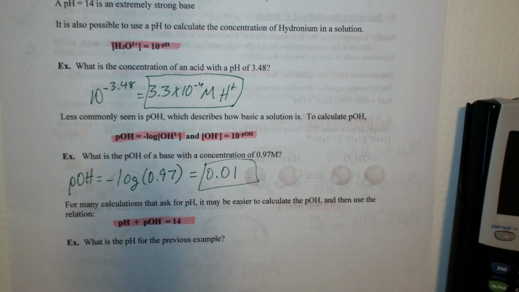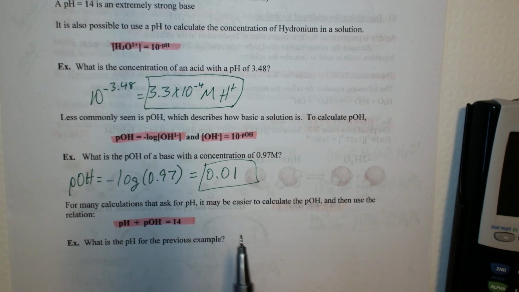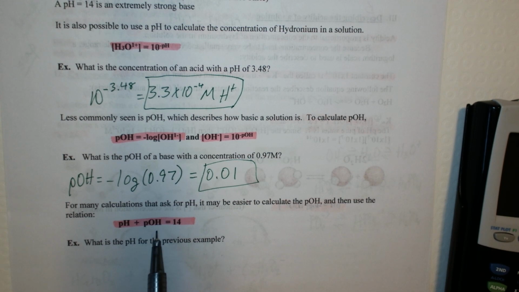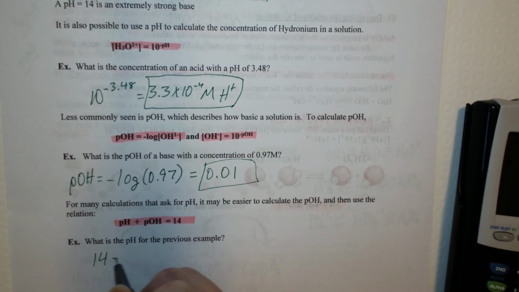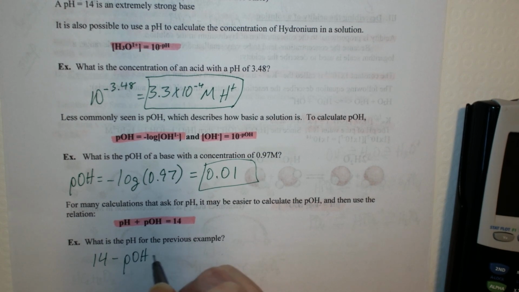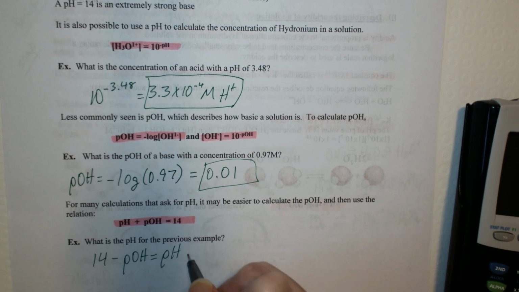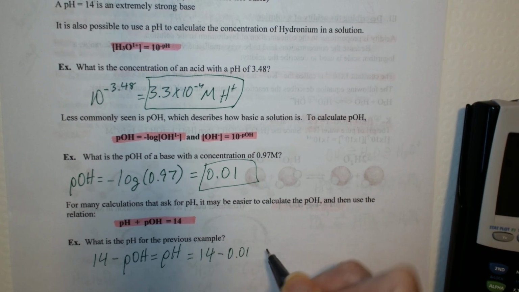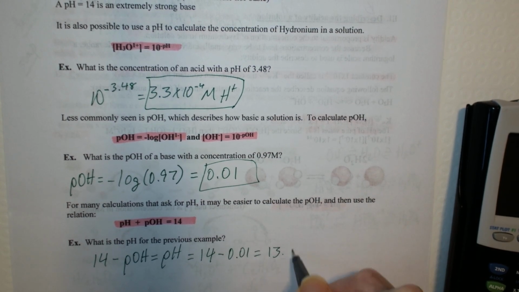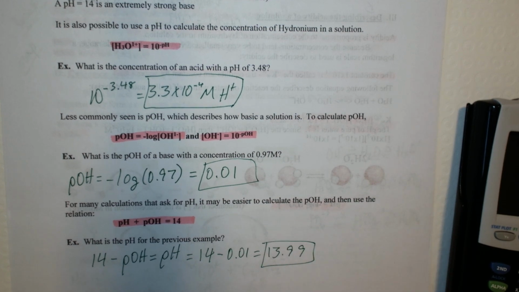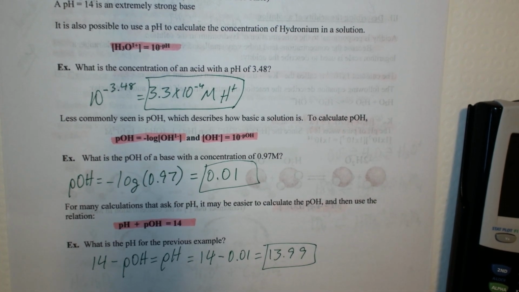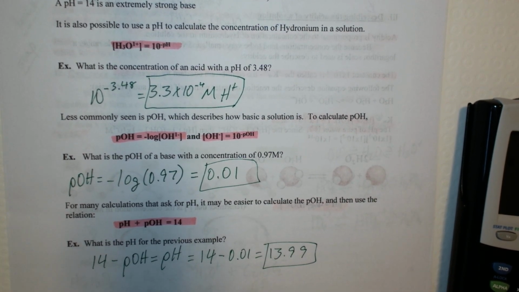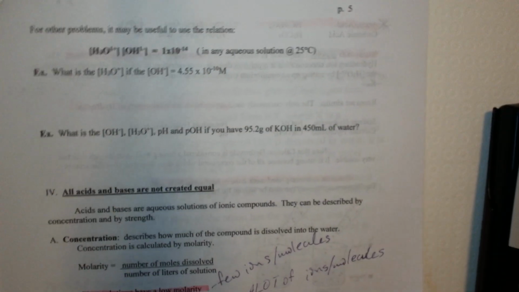And we want to know the pH for the previous example. Well, if pH plus pOH equals 14, then 14 minus the pOH will give you the pH. So 14 minus 0.01 equals 13.99. That's your pH. You don't even need a calculator for that one. Okay? Alright, so keep going, just a little bit more.